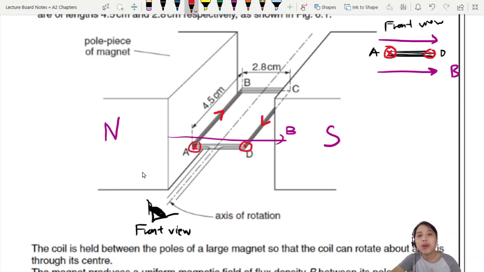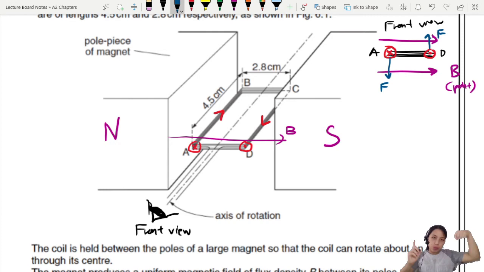So where will the force be pointing? Take out your Fleming's left hand. Point your pointing finger to the right, middle finger into the page at A. So you have a force downwards. And the other one, point to the right, but the middle finger is pointing at yourself, out of the page. So the force will be upwards.